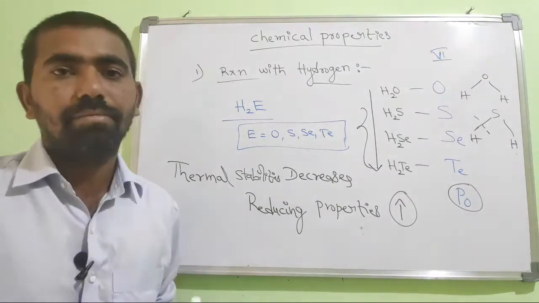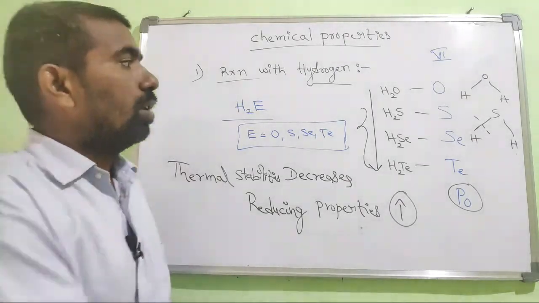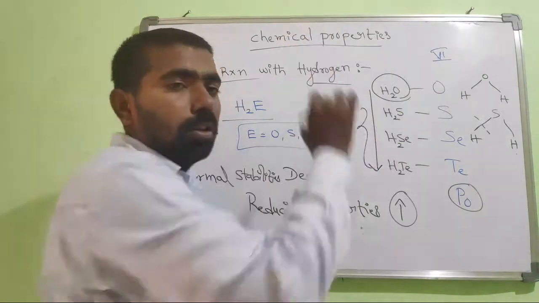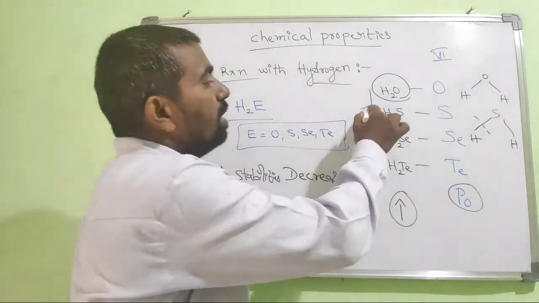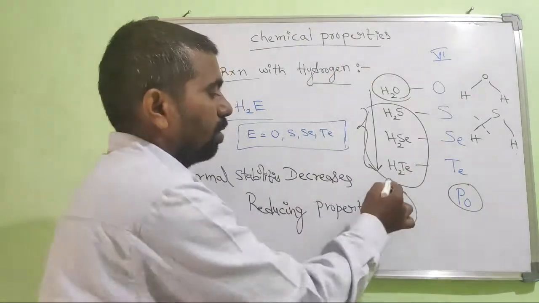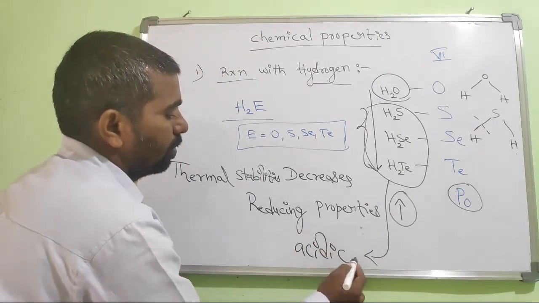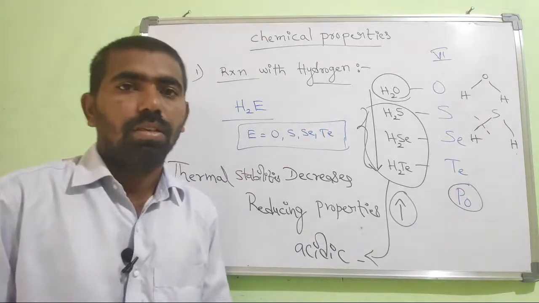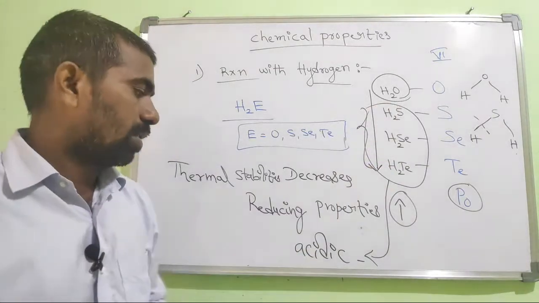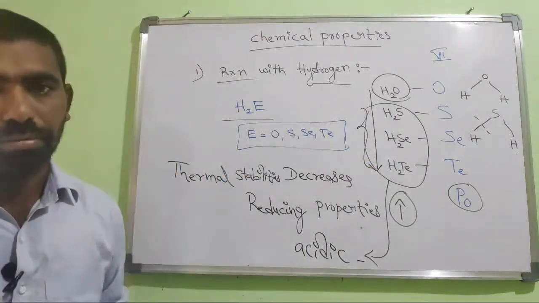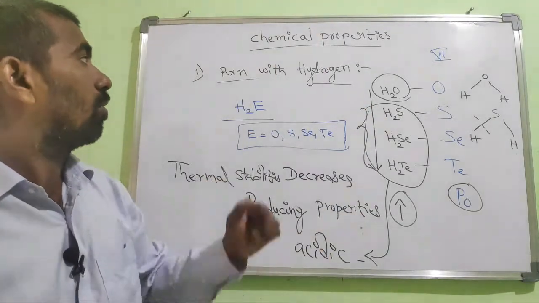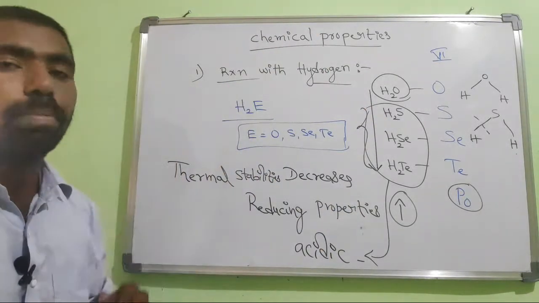And the next one: other than the H2O molecule, these compounds exhibit acidic character. So these compounds are exhibiting acidic nature. So this is about the reaction with hydrogen of 6A group elements.